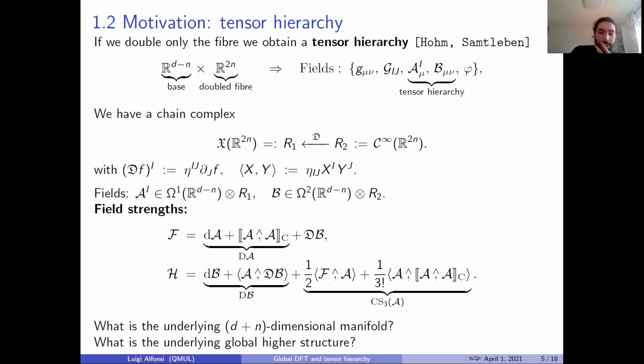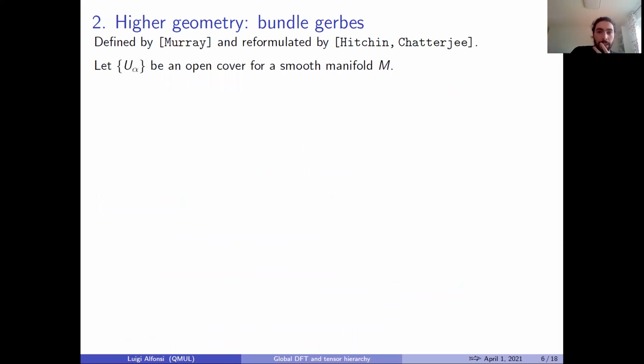Okay, so in this slide, we'll give a super brief introduction of these geometric objects, the bundle gerbes. They were defined originally by Murray and reformulated by Hitchin and Chatterjee in a more homological fashion.